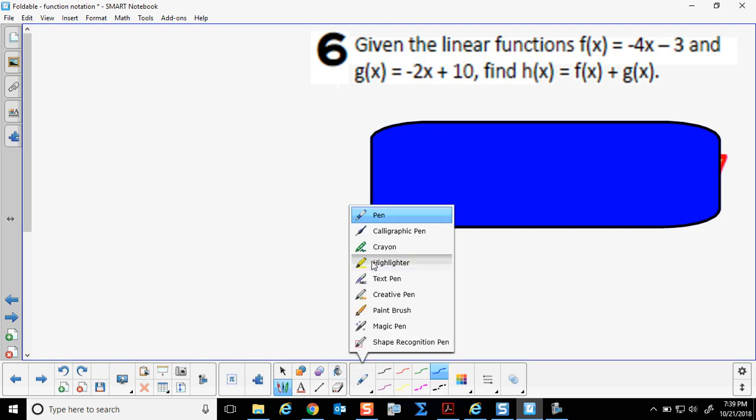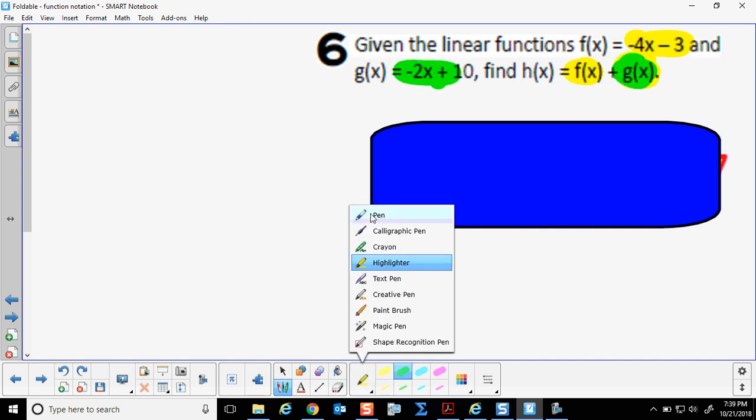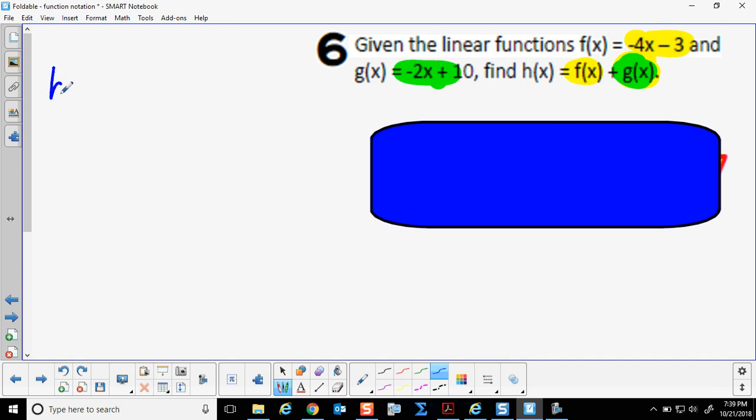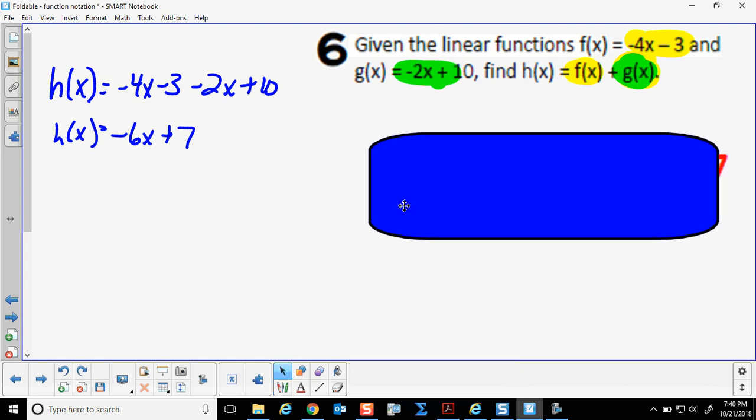Okay, we'll add some more. Given the linear functions, f of x is equal to negative 4x minus 3 and g of x is equal to negative 2x plus 10, find h of x equal to f of x plus g of x. So we're just, again, adding the two functions together. H of x is equal to negative 4x minus 3 minus 2x plus 10, which is minus 6x plus 7. H of x is equal to minus 6x plus 7.